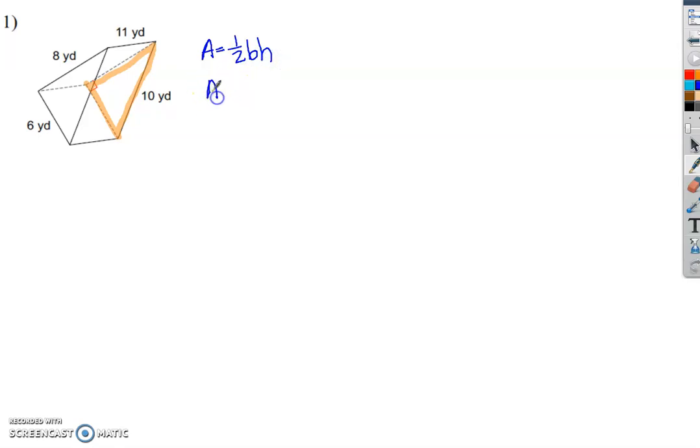Now it seems to be the hardest thing is picking out which one's the base and which one's the height. So if I look at this picture, I'm looking at the height and base. This triangle in the front has both the height and the base on it. They have to meet at a right angle to be the height and base. So the base of the triangle is 6 and the height of the triangle is 8.